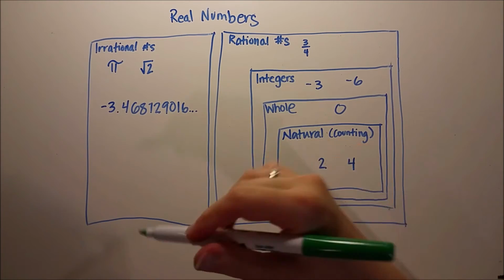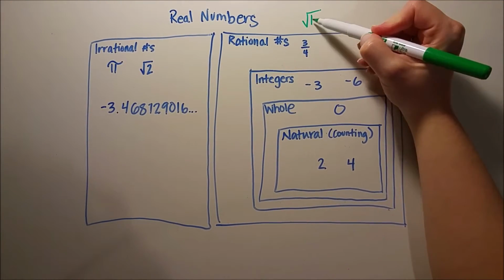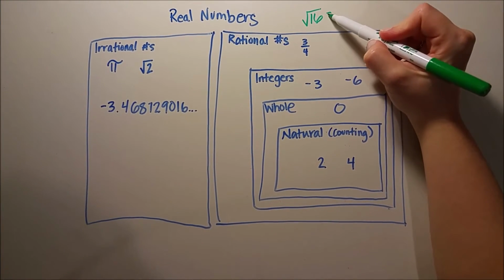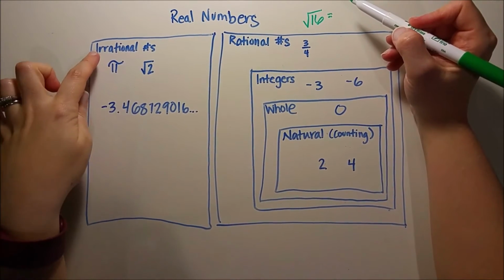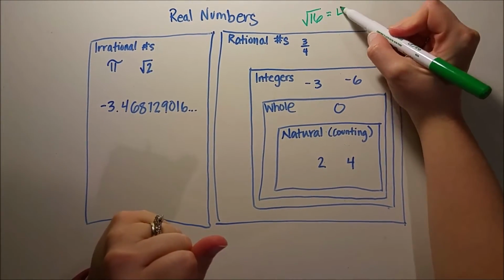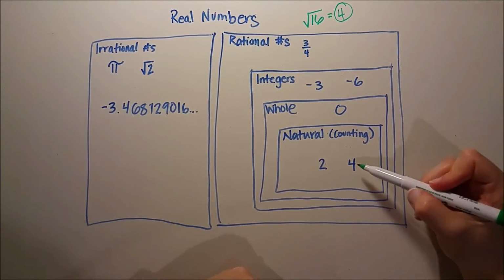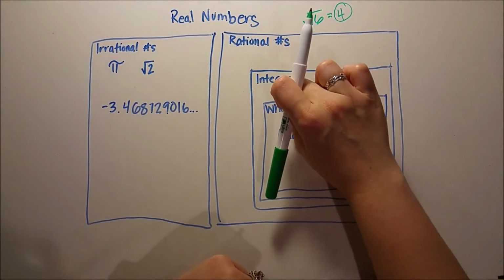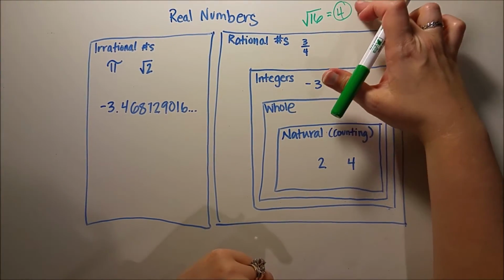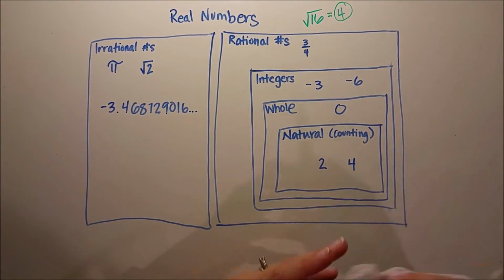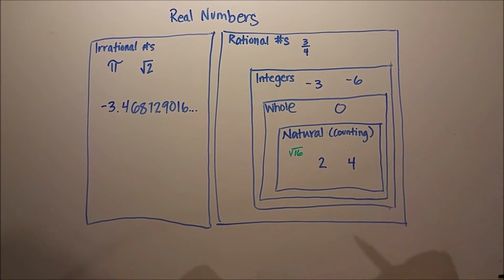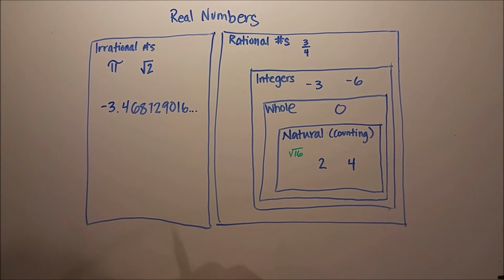Okay, so if we have a number, let's switch colors here. What if you had to classify this square root of 16? Where would that go? Well, the square root of 16 isn't irrational. We can actually answer that question. It's 4. Well, 4 is a natural number, which is also a whole number, an integer, and a rational. But because we know 4 is a natural number, we can put that in there. So we can actually put square root of 16 as counting as a natural number, because once you simplify that, it would just be 4.